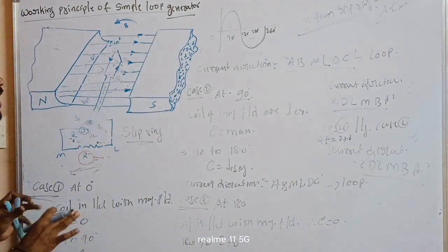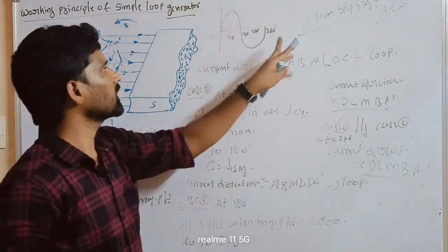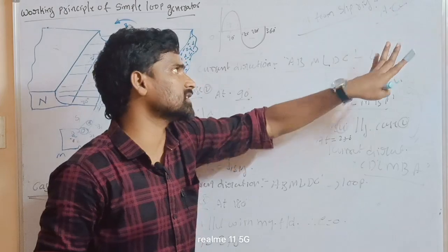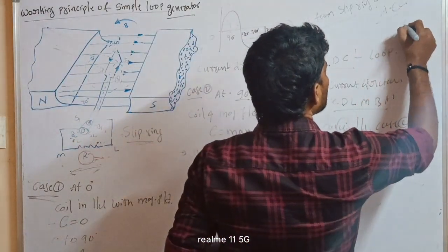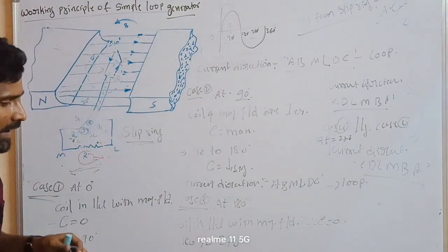So what is the output? The slip ring output is AC. The output current generated is AC. But we need DC. The output we need is DC, for a DC generator, not for an AC generator.